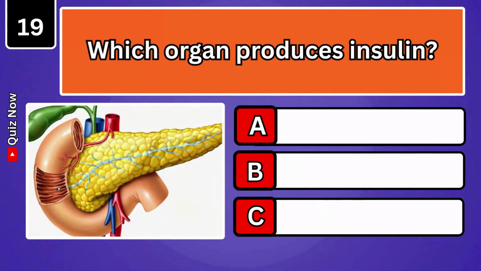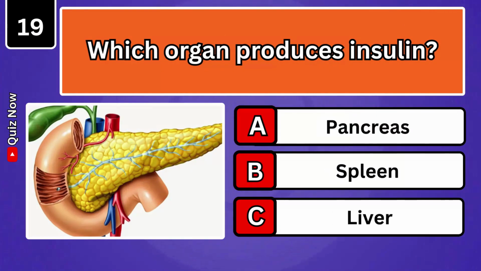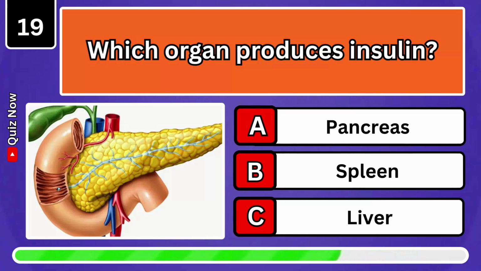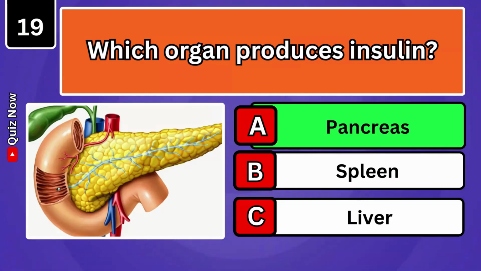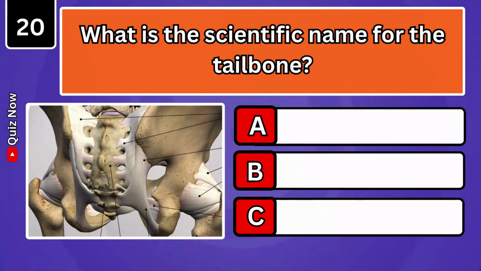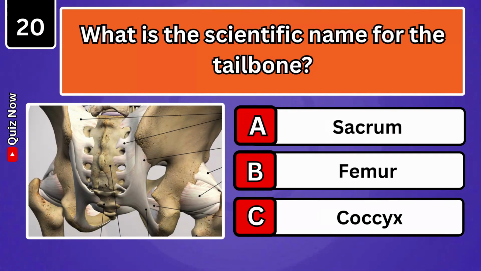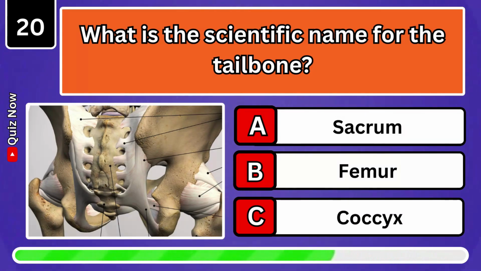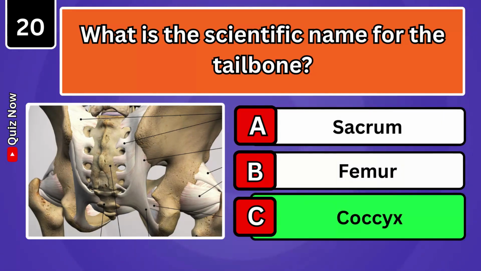Which organ produces insulin? Pancreas. What is the scientific name for the tailbone? Coccyx.